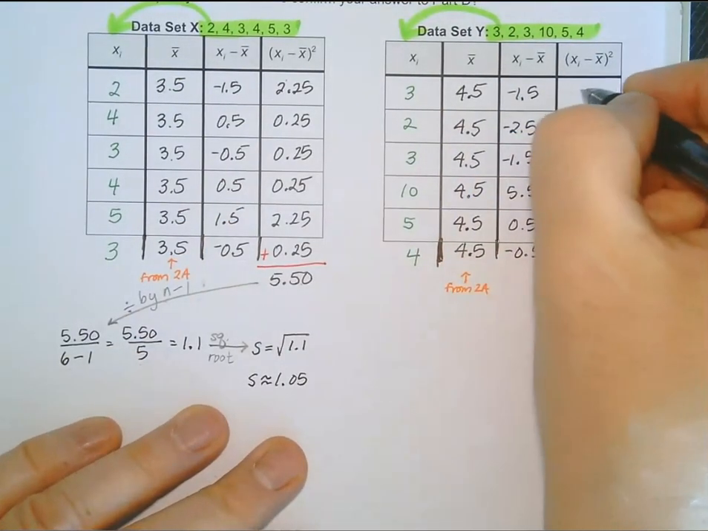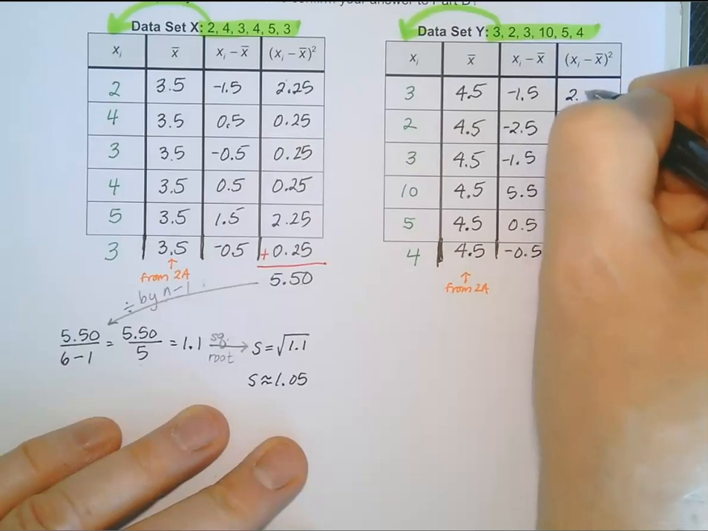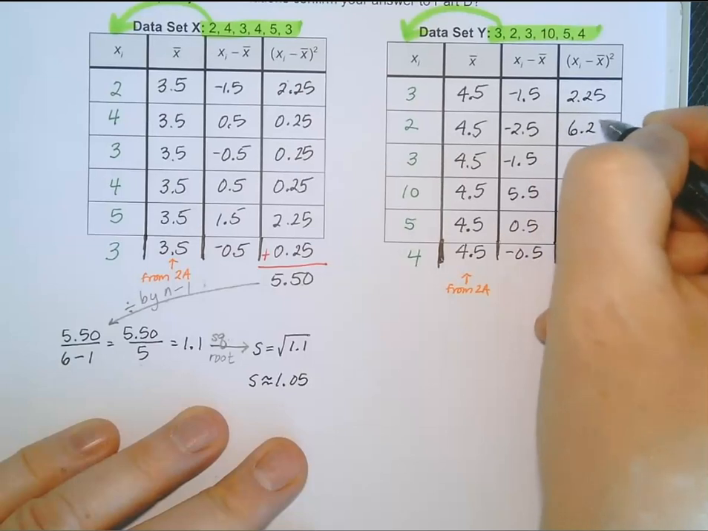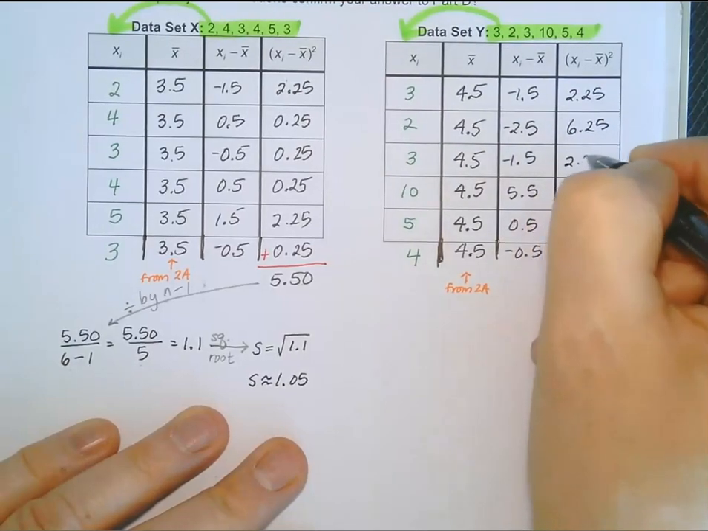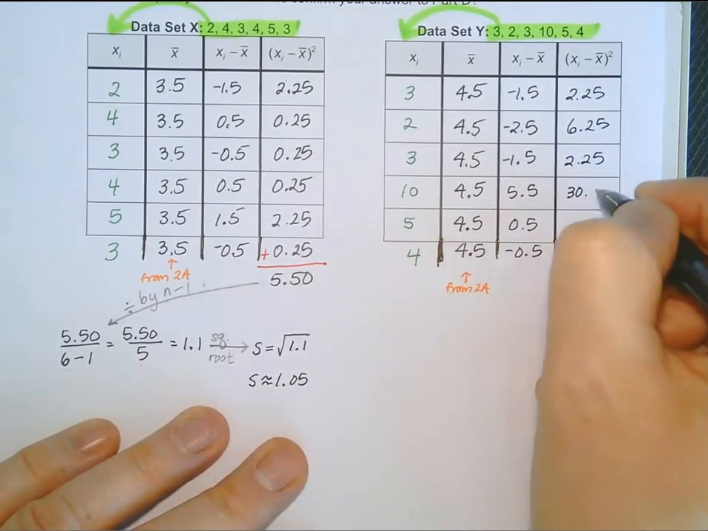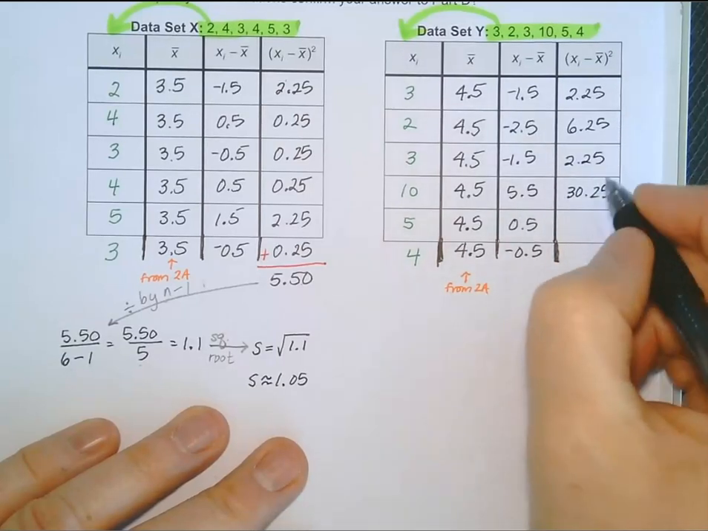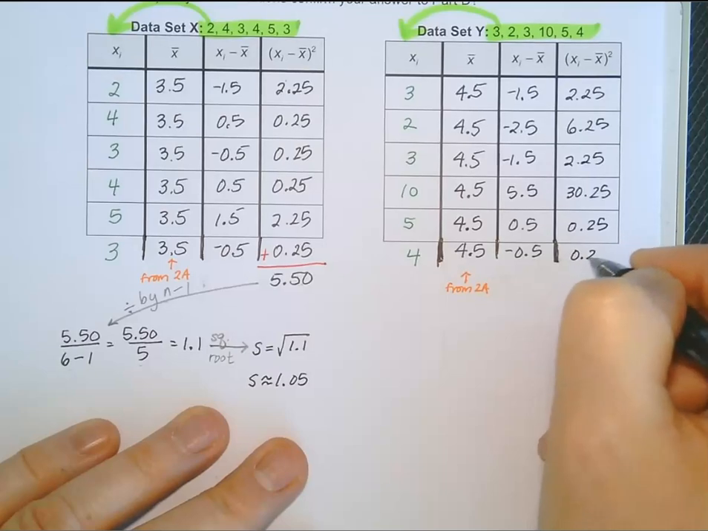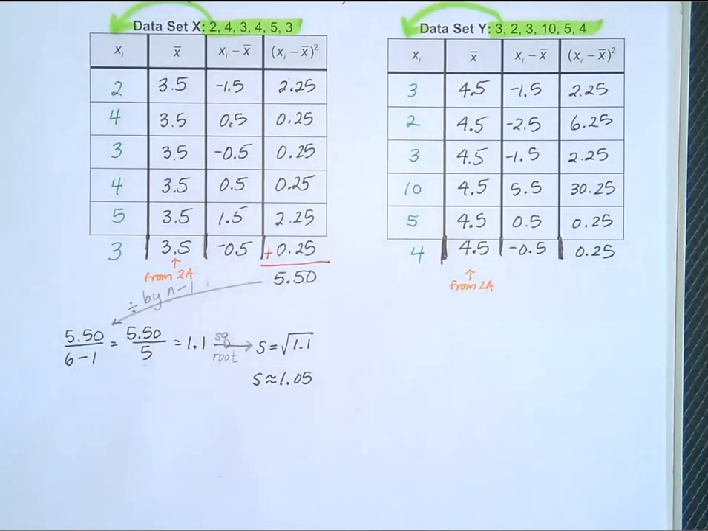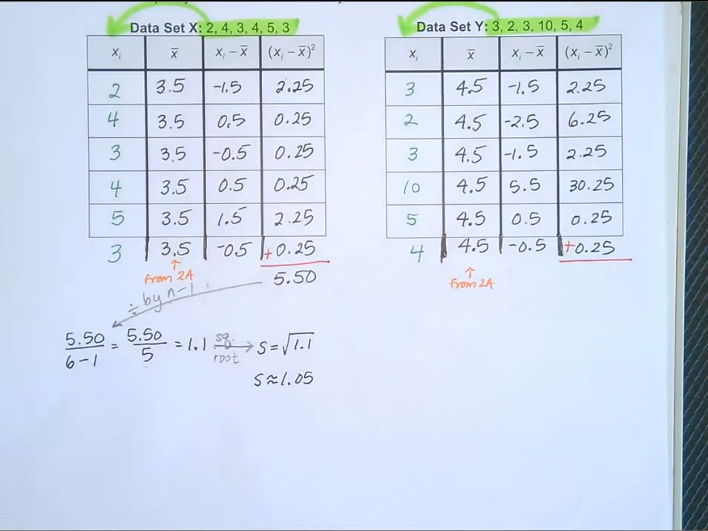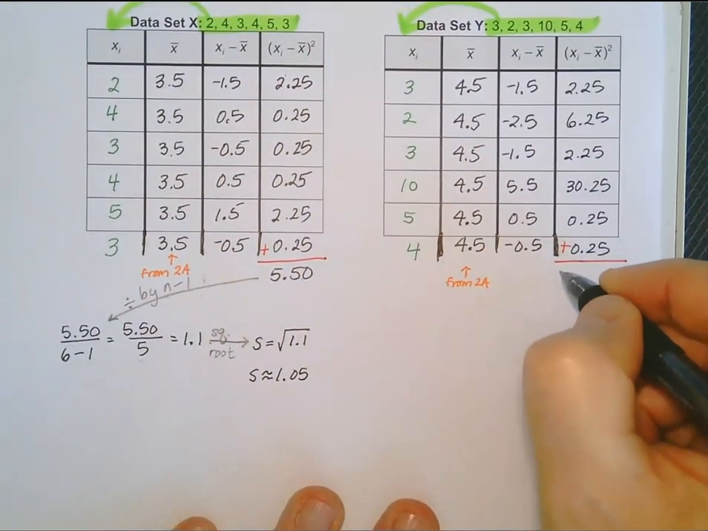I'll square each of those. I'm just going to tell you the result of squaring. 2.25. Negative 2.5 squared is 6.25. Negative 1.5 is 2.25. 5.5 squared, I'll tell you, is 30.25. 0.5 is 0.25. And then negative 0.5 is 0.25. Okay, I'm going to add those together. That's 41.50.